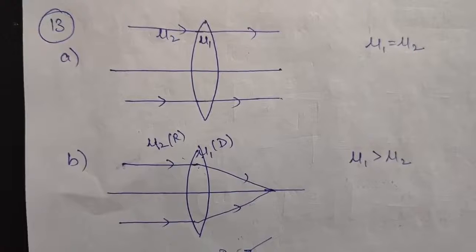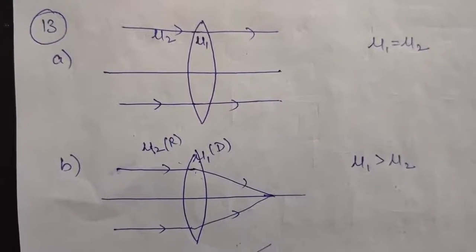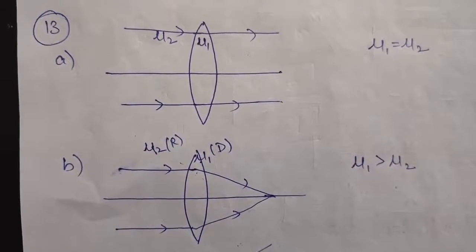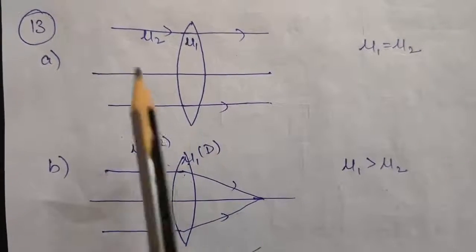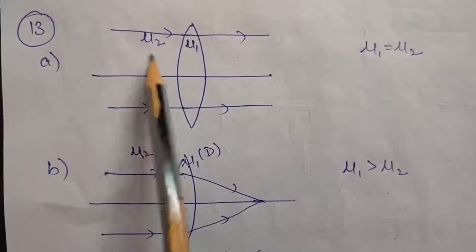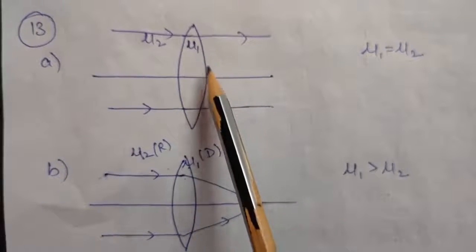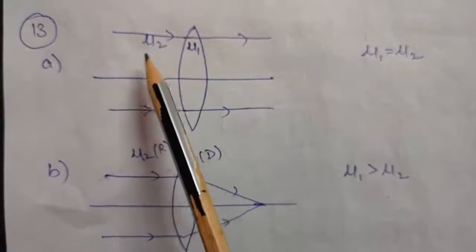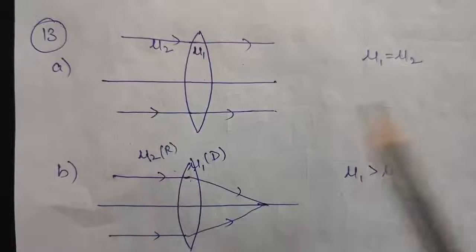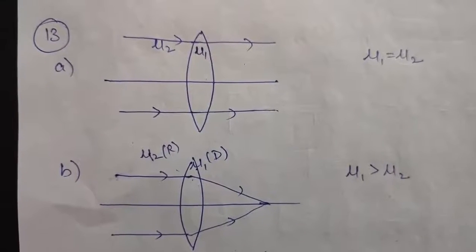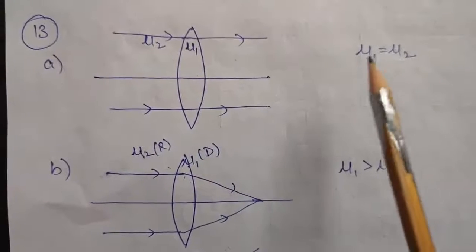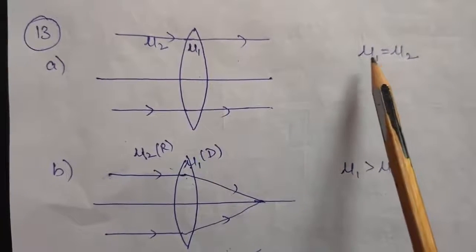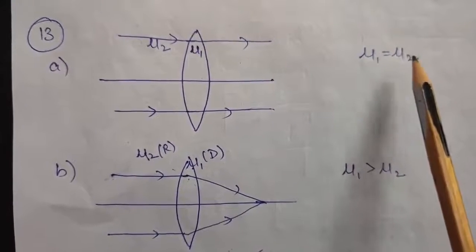In question number 13, you are given that mu1 is the refractive index of the lens and mu2 is the refractive index of the medium. Then you are given three different cases and you have to draw ray diagrams for them. The first case is if the refractive index of the lens is equal to the refractive index of the medium.